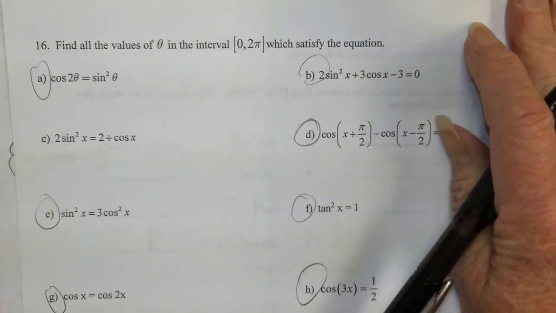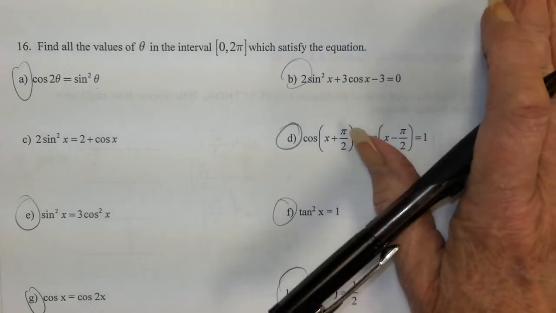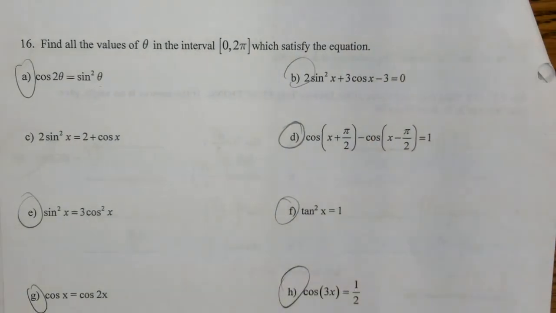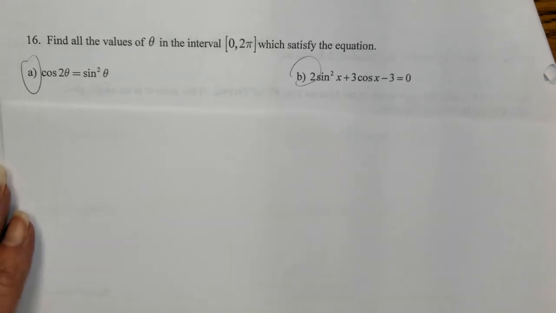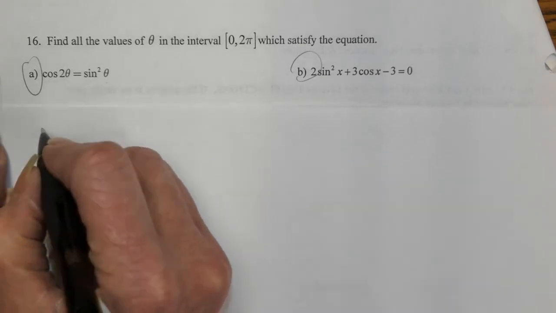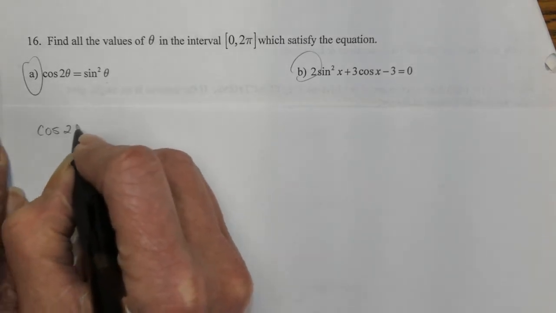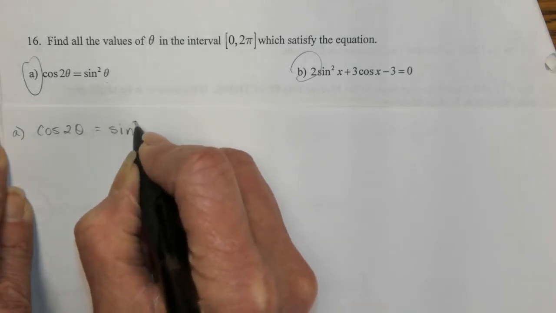Now, in the next set of problems, we are solving over the interval from 0 to 2 pi. And I'm going to go ahead and bring up a separate piece of paper on which to do these problems, because they are going to take a little bit, and I don't want to be smushing them into this one piece of paper here, this little space. So for the first problem, we have cosine 2 theta is equal to sine squared theta.